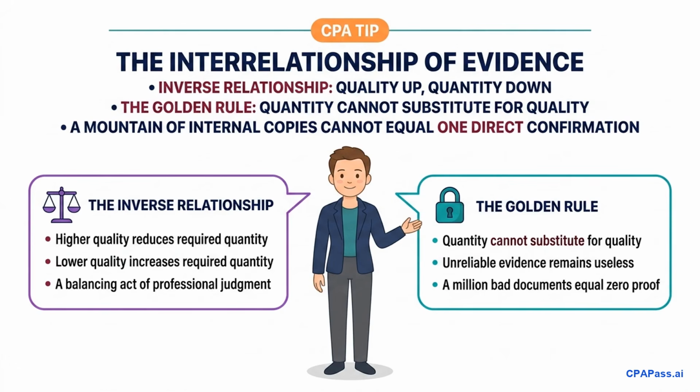There is a direct inverse relationship between sufficiency and appropriateness. When your evidence quality goes up, the quantity you need to gather goes down. However, the golden rule of auditing is that no amount of low-quality evidence can ever substitute for high-quality evidence. You cannot fix bad evidence by simply gathering more of it. Visualizing this as a scale, a massive mountain of internal client copies can never balance out or equal the weight of a single direct external bank confirmation. On the CPA exam, watch out for options suggesting that sheer volume can compensate for a lack of reliability.